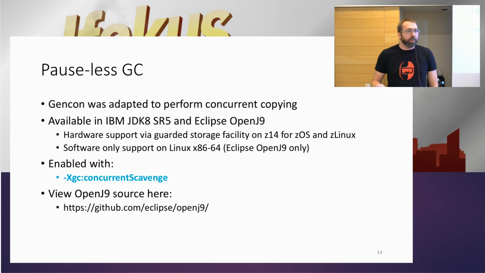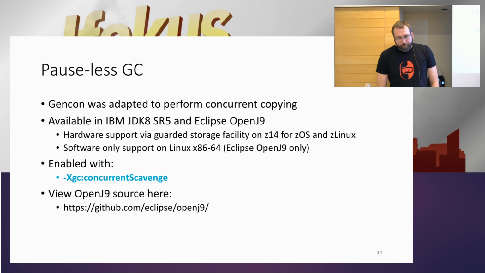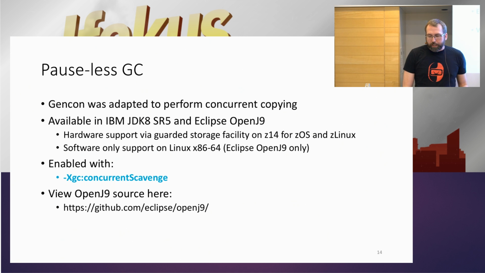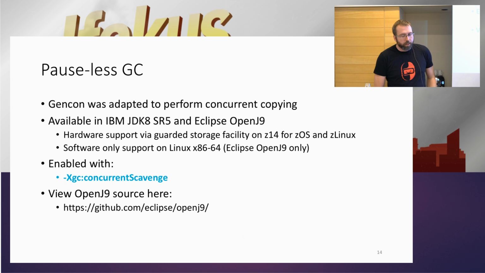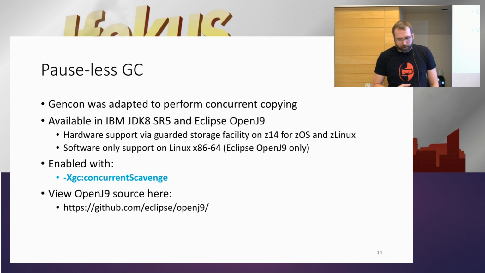You'll also notice it in a lot of places. The current place we're taking advantage of it is in our scavenger technology. So concurrent scavenge will enable that, the command lines are here. It started being available in IBM's JDK 8 SR5, and it's available in all of the source code that's in our Eclipse OpenJ9 project. We do have a software-only support for Linux x86. That's not enabled in any of the IBM products, but if you pick up the Eclipse OpenJ9 builds, you can go run it with some not so great performance.